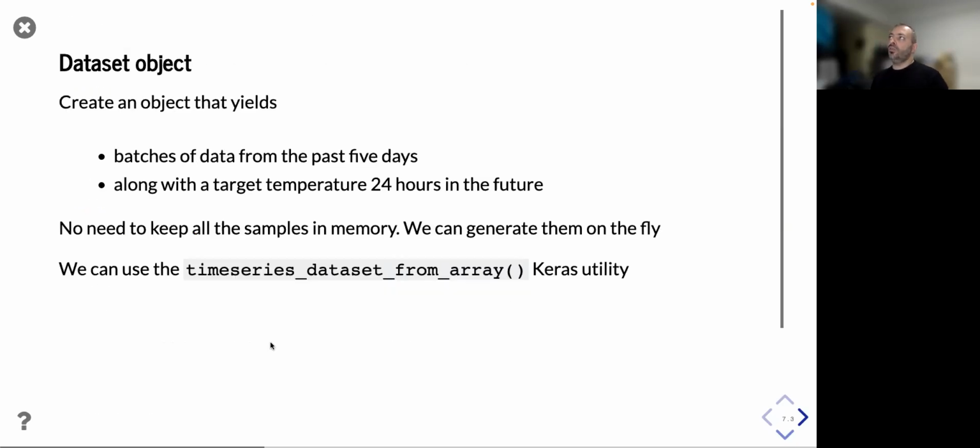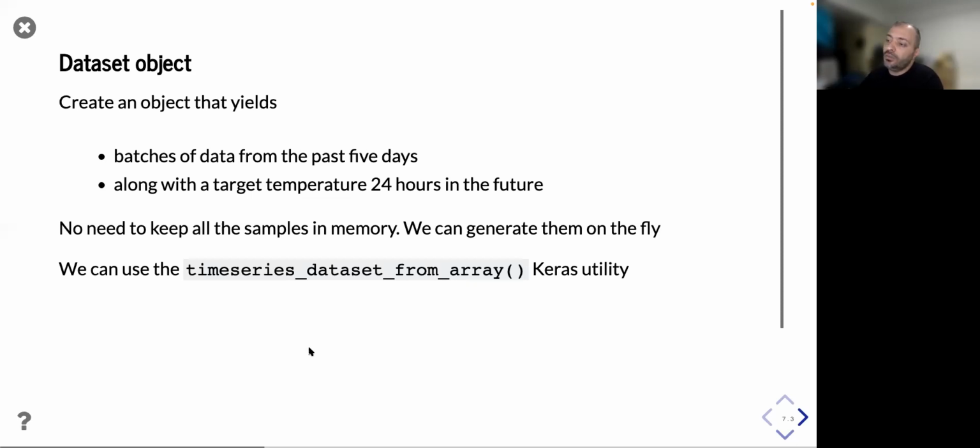Now, in order to feed the data to the model, we will construct a dataset object. What we want is to create an object that will yield a batch of data every time, for the past 5 days. And also we want the target to be the temperature 24 hours in the future. So now we will see how exactly we will formulate this.